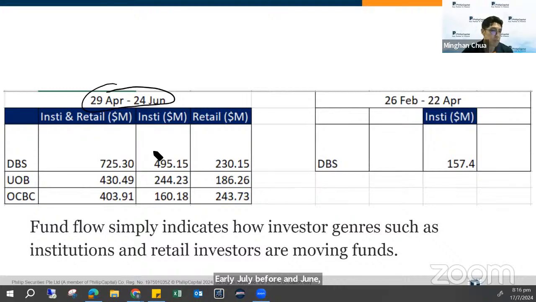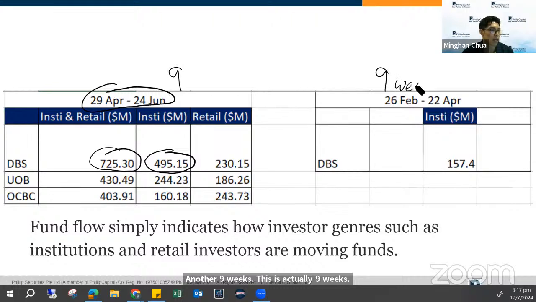We just talked about DBS. You can see that DBS has a large net buy for the Insti and retail added together. But I was very surprised because Insti had a $495 million net buy. So I backtracked another 9 weeks. This is 9 weeks worth of data, and this is also 9 weeks worth of data.